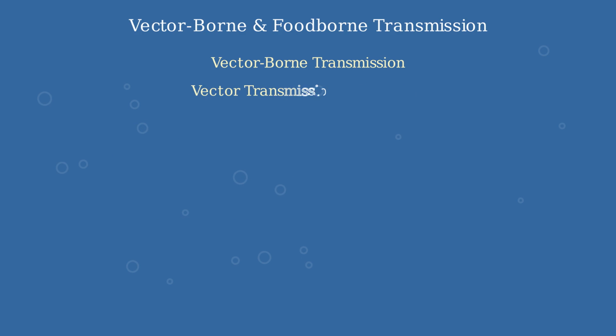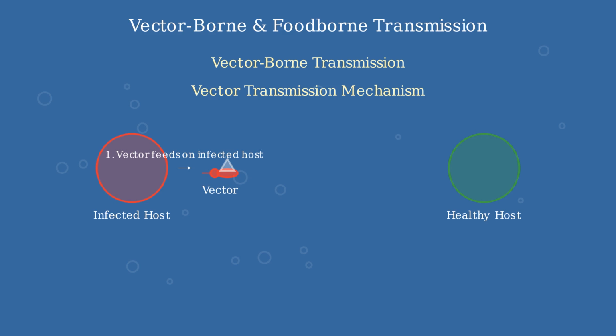The vector transmission process involves three main steps. First, a vector such as a mosquito feeds on an infected host, ingesting the pathogen. The pathogen then multiplies or develops within the vector. Finally, when the vector feeds on a new host, it transmits the pathogen, potentially causing infection.